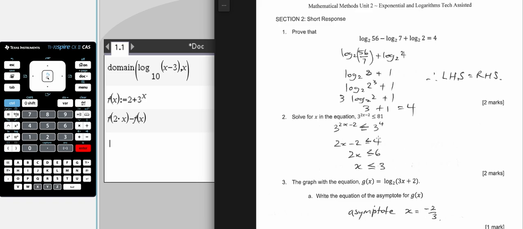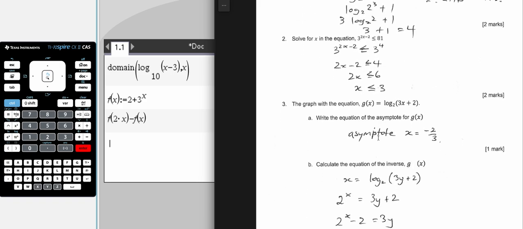Question 2, solve for x. So again, turn the 81 into an exponential, 3 to the power of 4. Then we've got 2x minus 2 is less than or equal to 4. And then solve it like an algebraic equation. So then add the 2 to both sides. So 2x, 4 plus 2 is 6. So 2x is less than or equal to 6. Divide both sides by 2. x is less than or equal to 3.